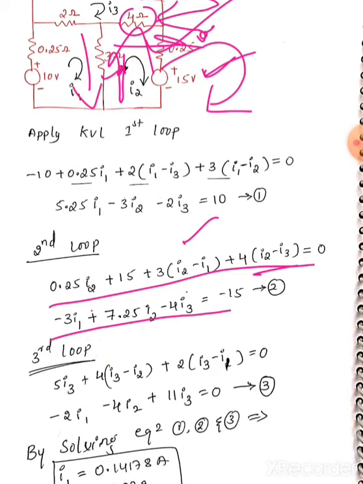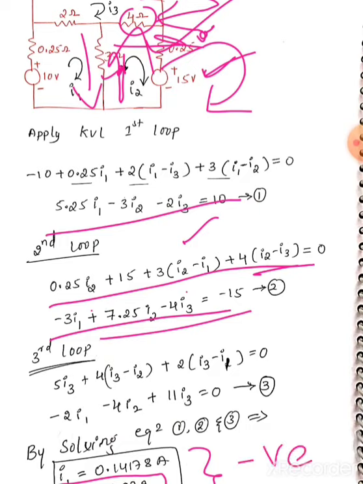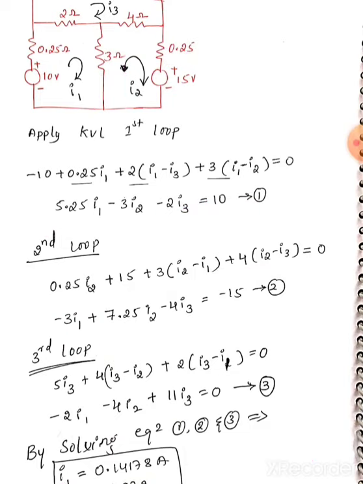Simplify this equation. Solve the first equation and second equation. You get the same answer. The only thing is, I2 equal to minus 2.49, which shows a negative sign, indicating that the direction you have chosen is opposite to what it has to be. That's it. Okay, I hope it is clear for you.